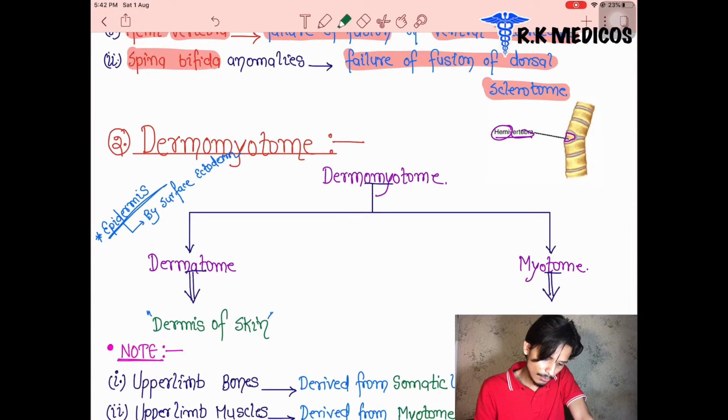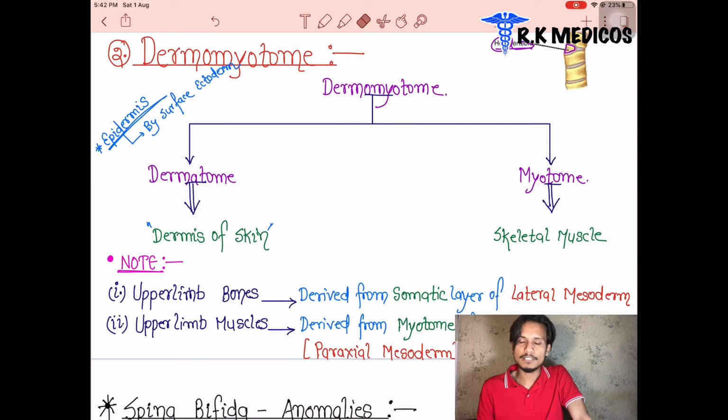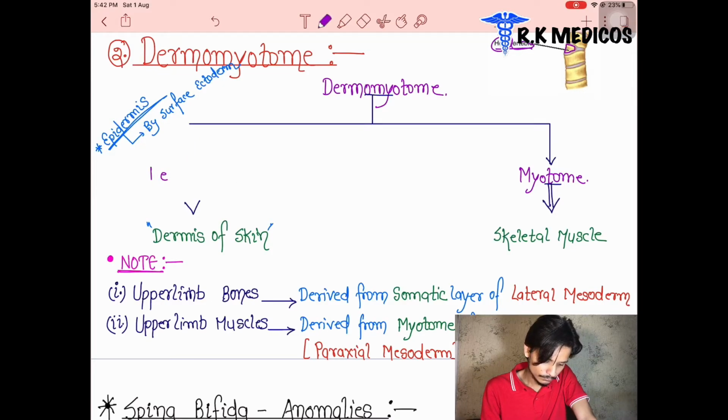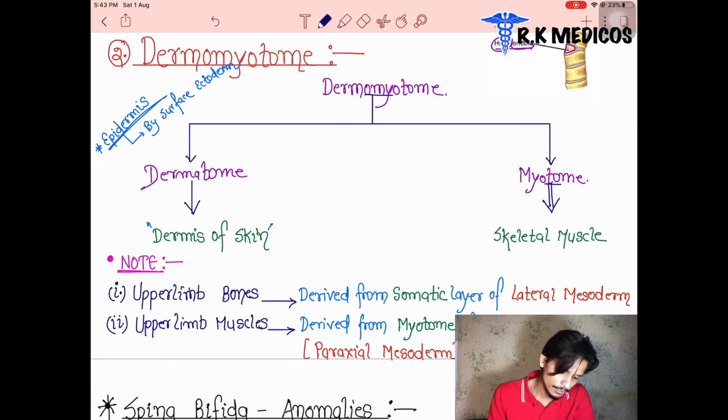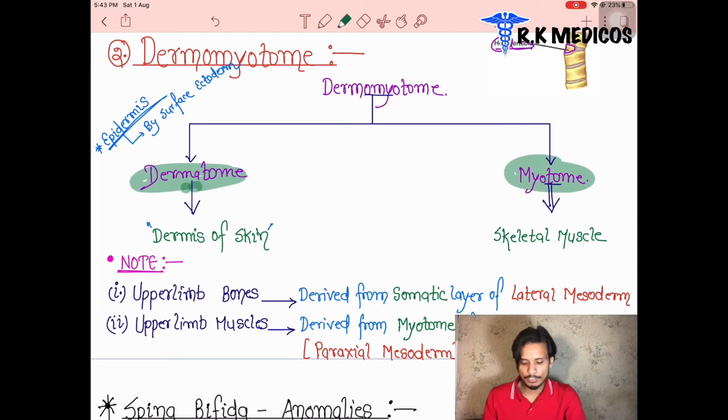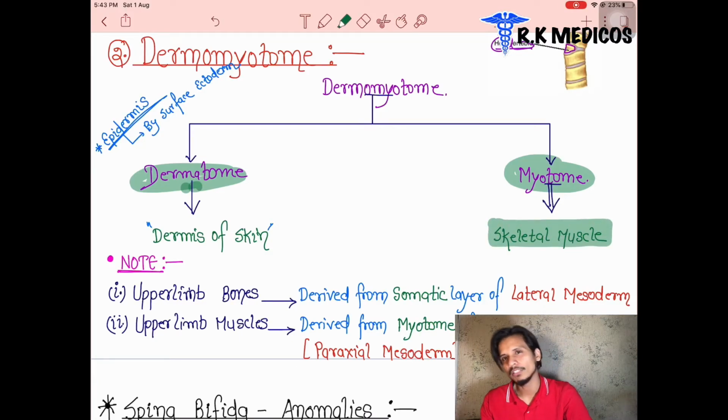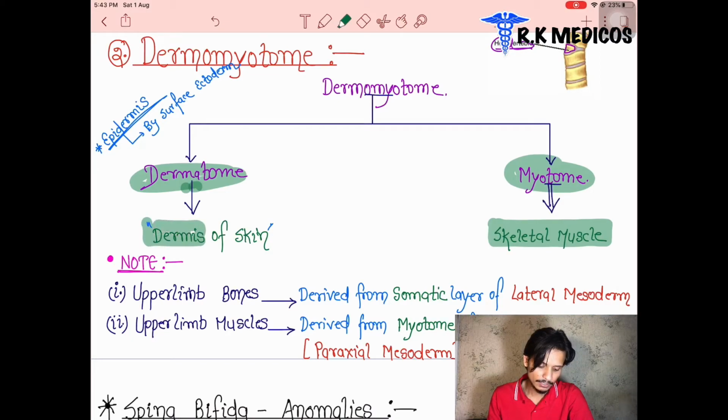Now the next structure is the dermamyotome. Dermamyotome, you know, is divided into two parts, dermatome and myotome. Look on it, here is the dermatome basically, and here is the myotome. Myotome is basically going to develop all the skeletal muscles, the muscles which are present on our bones or are attached to our bones. All these muscles are formed by the myotome, and the dermatome is going to develop the derma, meaning the dermis of the skin. Now you know the skin has different layers.